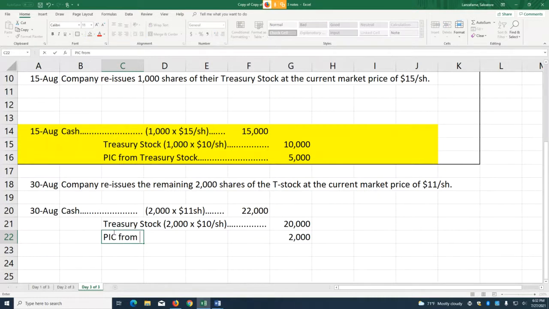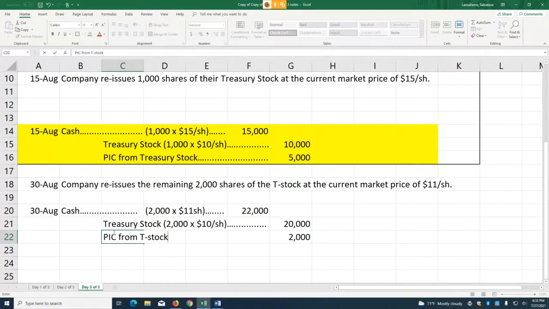And by the way, if you want, instead of Treasury Stock, you can just write T-Stock. Save you some writing. So feel free to abbreviate it. And same thing with regular Treasury Stock too. The one above, if you want to just write T-Stock instead of writing out Treasury, that's fine.